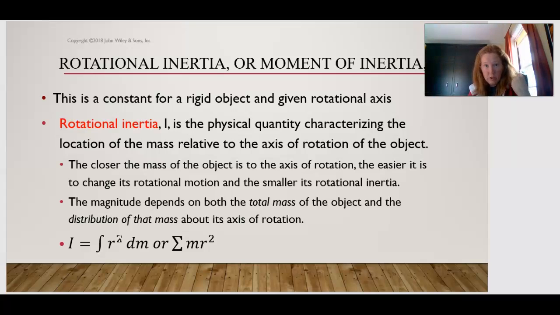right? That's just regular inertia. Rotational inertia, I, is describing how much this thing likes to rotate. And so it really depends on two things. It's not just the mass, it's also where the mass is located compared to the axis of rotation. The idea is that if you have mass nice and close to the axis of rotation, this thing is going to be easier to rotate.